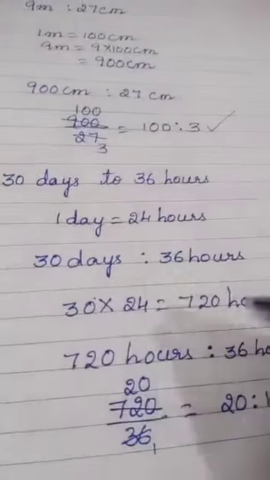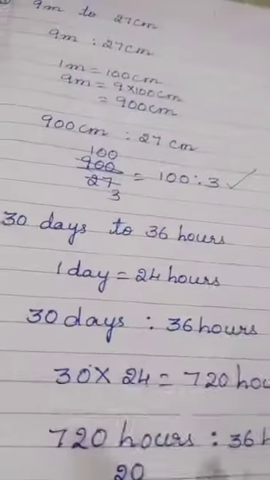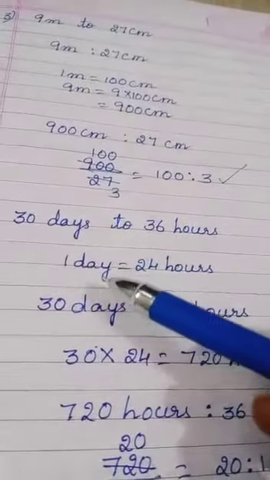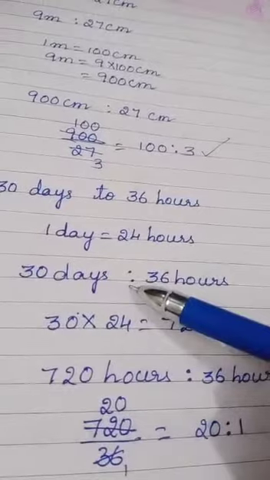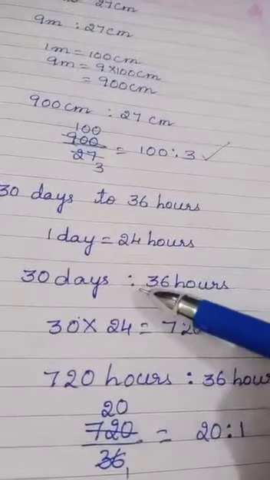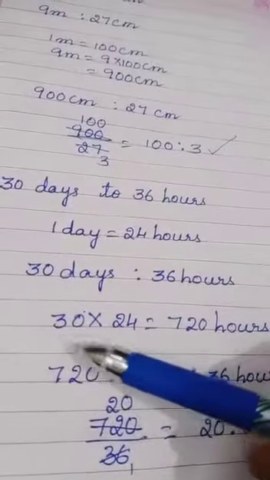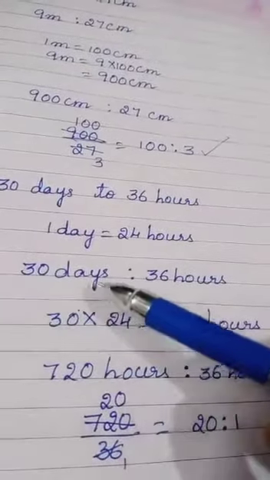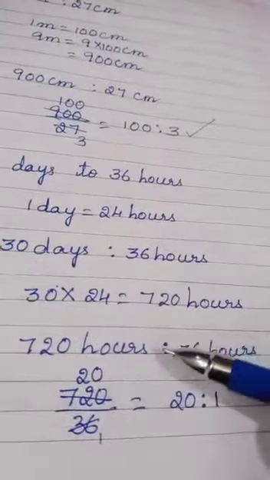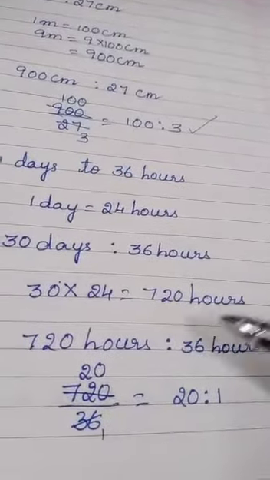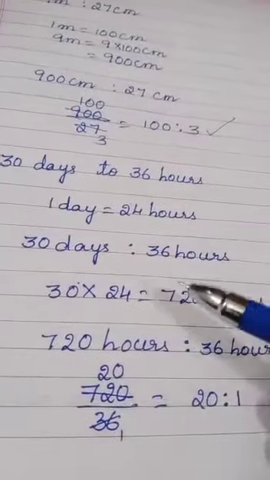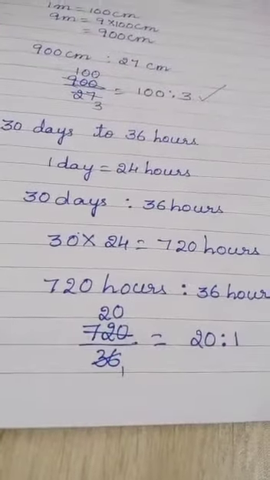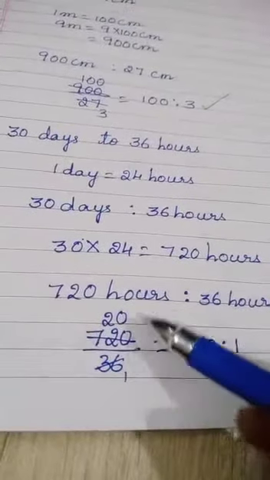The next one, 30 days to 36 hours. 1 day is equal to 24 hours. So we need to change days to hours. 30 days is to 36 hours. 30 into 24. Why am I writing 24 here? 1 day is equal to 24 hours. So for 30 days, 30 into 24, how many hours? 720 hours. So 720 hours is to 36 hours. As usual, 720 will be in the numerator and 36 will be in the denominator. If we cancel it, 36 ones are 36, 36 twos are 72.